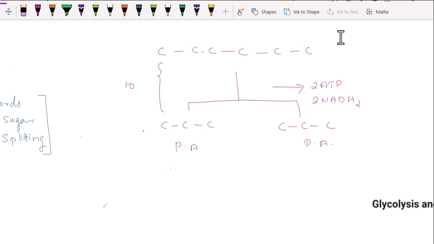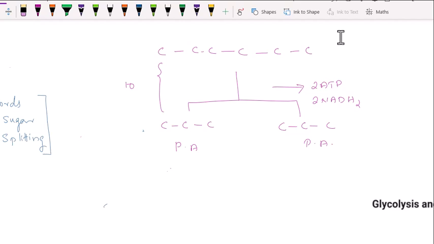During this process, some amount of energy from the glucose is released. That energy is stored in ATP molecules and NADH2. So the released energy gets stored in energy-rich compounds like ATP and NADH2. During this process, 2 ATP and 2 NADH2 molecules are produced. So this is the overall process.